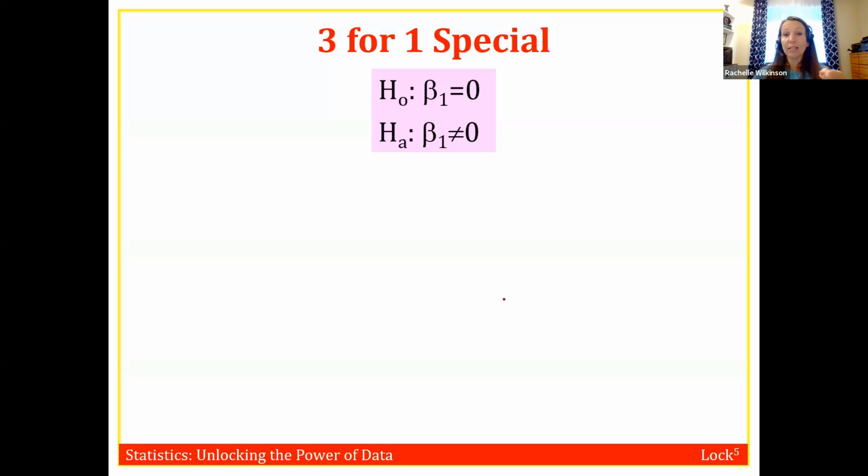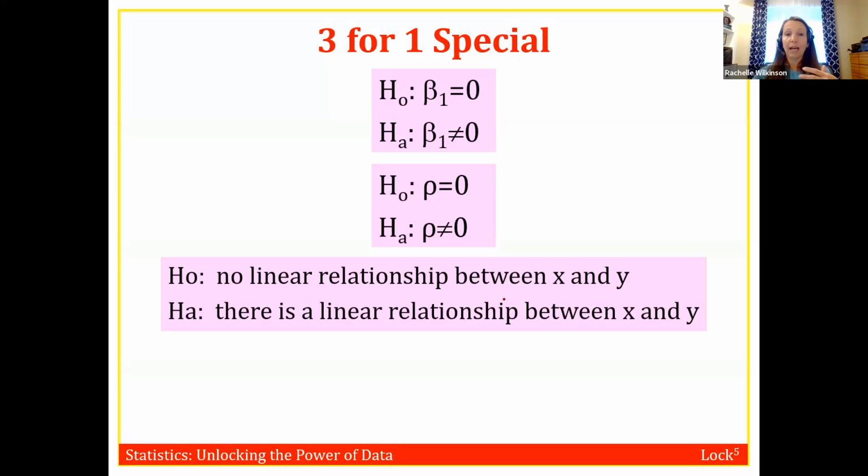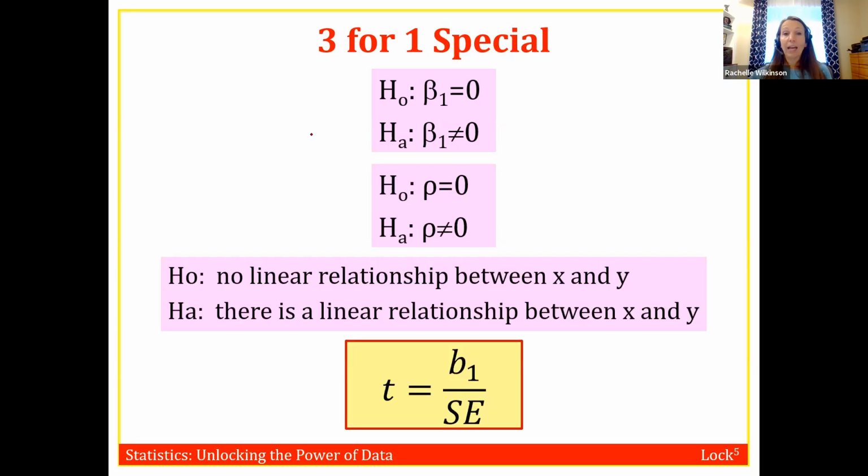The first one is the slope that we talked about. So we can test slope equals 0 versus slope not equal to 0. The second one we just saw is correlation. So correlation equals 0 versus correlation not equal to 0. And the third one is we could also just test, hey, null hypothesis, no linear relationship between x and y, versus the alternative that there is a linear relationship between x and y. And all 3 of those hypotheses have the same test statistic.